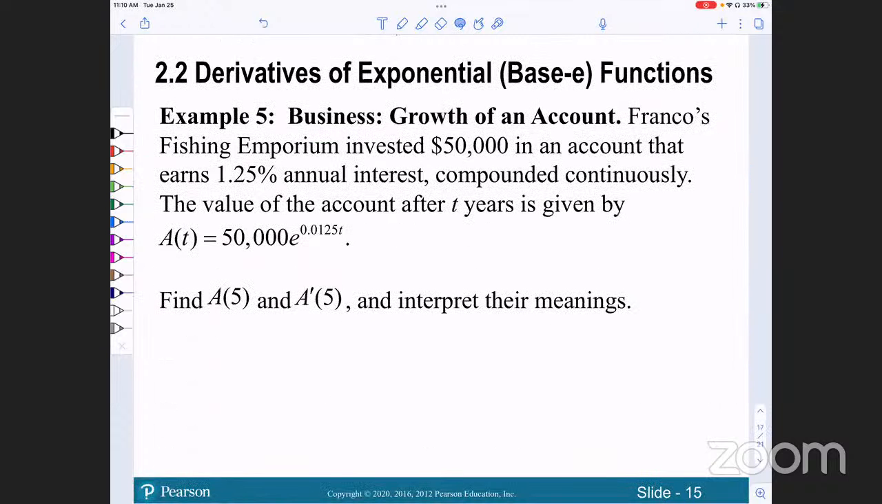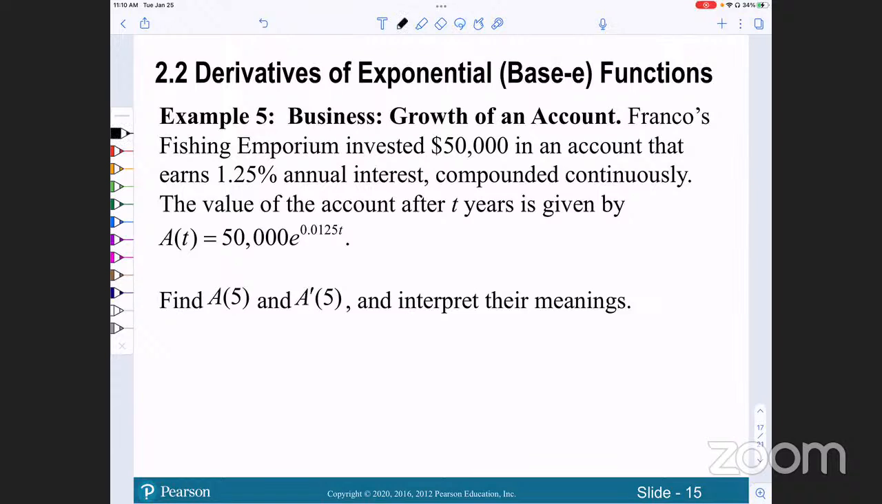So let's look at this example. Frankel's Fishing Emporium invested $50,000 into an account that earns 1.25% annual interest, compounded continuously. The value of the account after t years is given by this. So then find A of 5 and A prime of 5 and interpret the meanings. Okay. So the future value after 5 years is A of 5. And then the annual growth rate based on 5 years, I think it's A prime of 5.